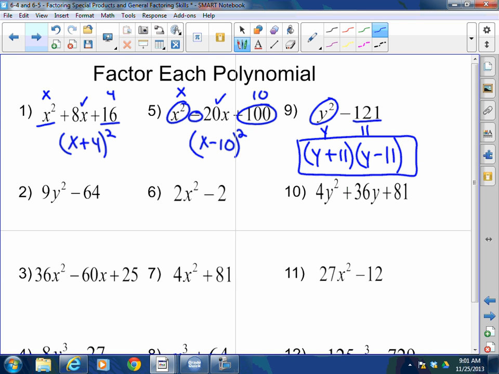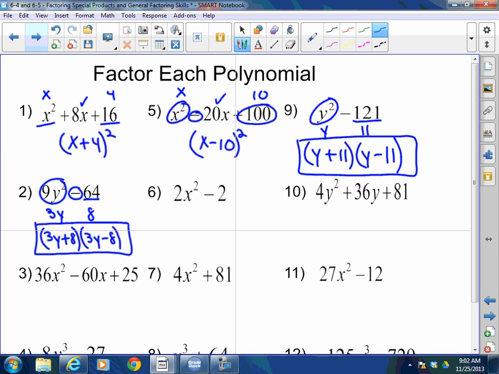Difference of squares. Okay, over here, sorry, I'm going in the wrong order here, but whatever. Number 2, is 9y squared a perfect square? What's the square root of that? Is 64 a perfect square? What's the square root of that? Are they being subtracted? So this is the difference of squares. Square root of the first plus square root of the second times square root of the first minus square root of the second. Done. Factored.